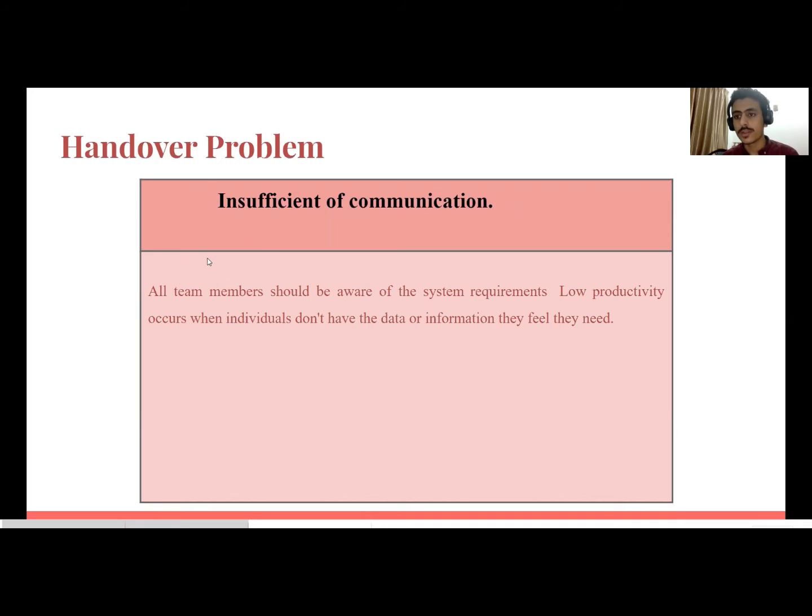There are many handover problems. One of them is insufficient communication in the team. All team members should be aware of the system requirements. Another is low productivity, which occurs when individuals don't have data or information they feel they need.